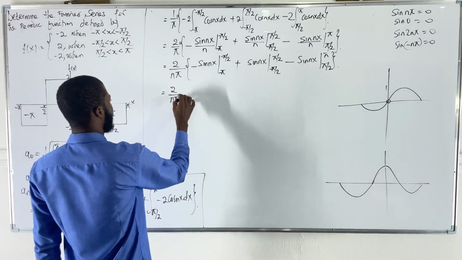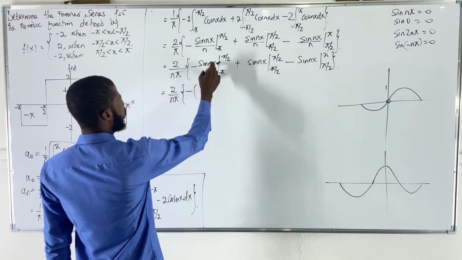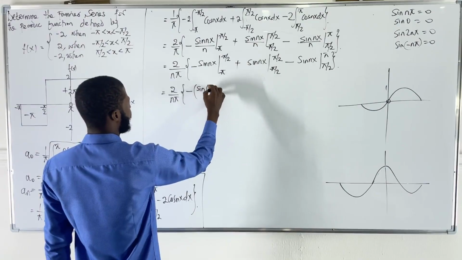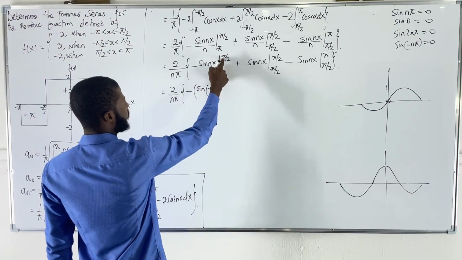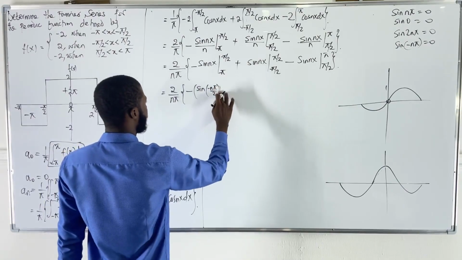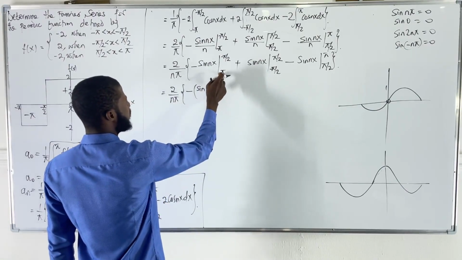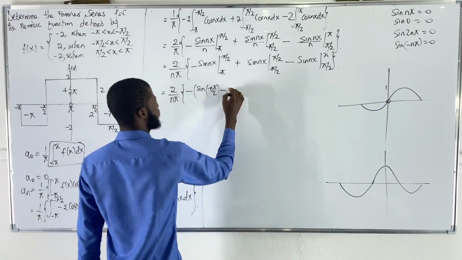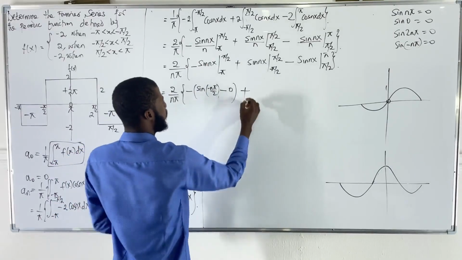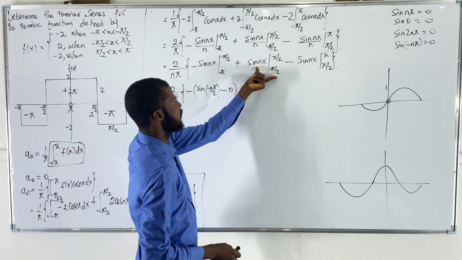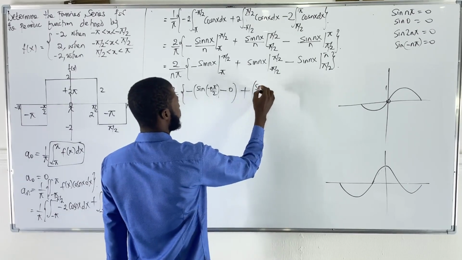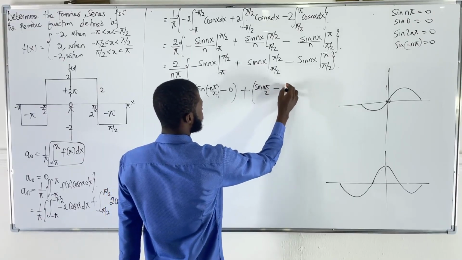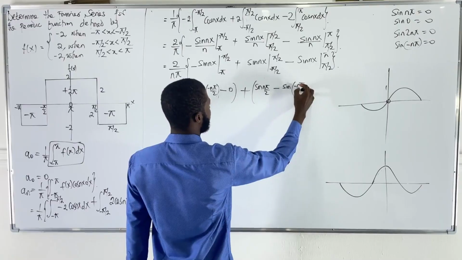So this is 2 over n pi. Now let's start. For the upper limit, what's the upper limit? This is the upper limit, right? So this upper limit will be sine of minus n pi over 2, because we're going to be putting this as the upper limit. And then minus, put in the pi. When you put in this minus pi, we're going to get 0. So this is 0. So this is for this part. Then plus, for this part here, this will be sine of n pi over 2 minus sine of minus n pi over 2.